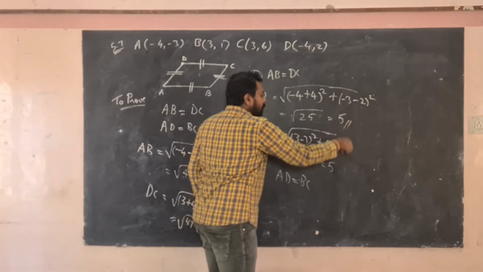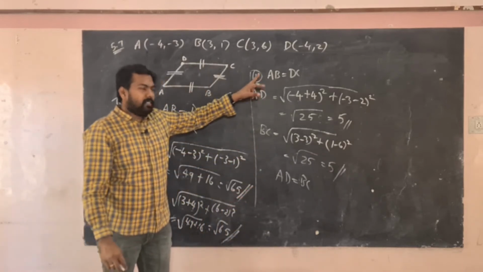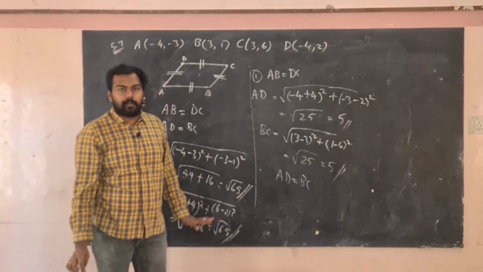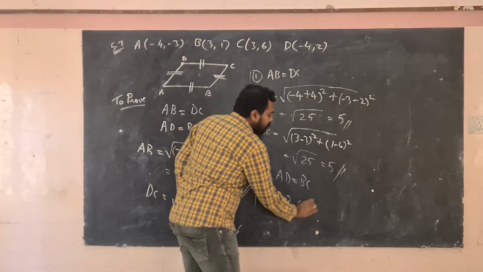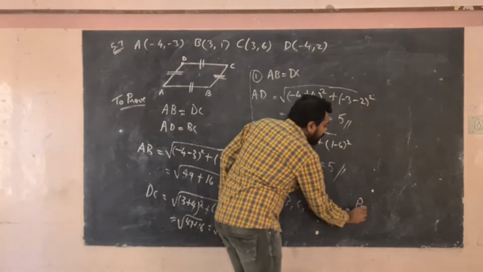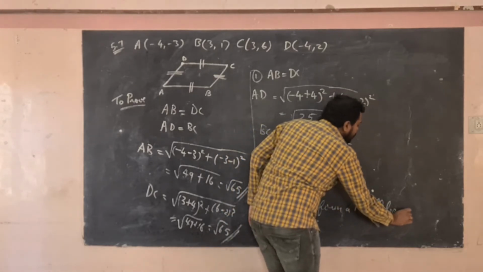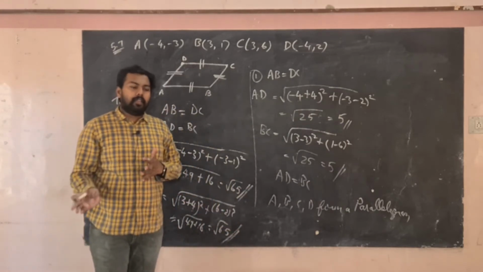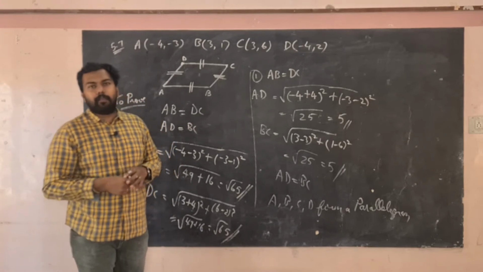See here 5, 5. So what we have proved, AB equal to DC we have proved, and AD is equal to BC, that also we have proved. So from that we can say that ABCD form a parallelogram. Okay. So what is the condition which we have to prove? Opposite sides are equal. That is what we have to prove. Okay. Now we go to the example 5.8.